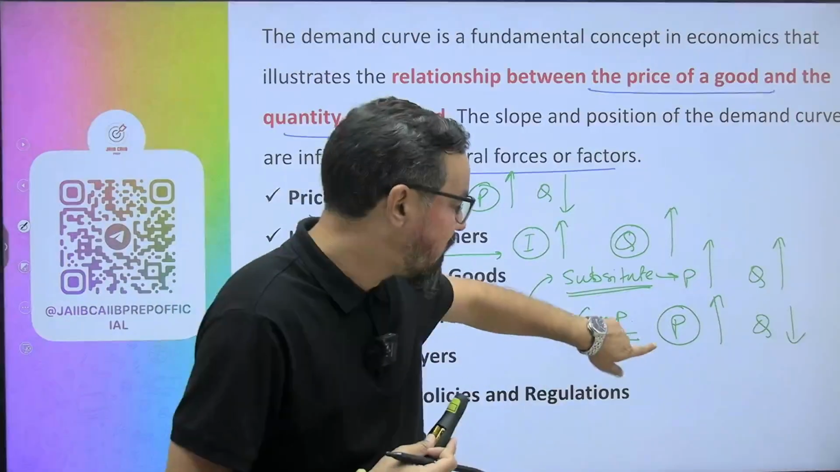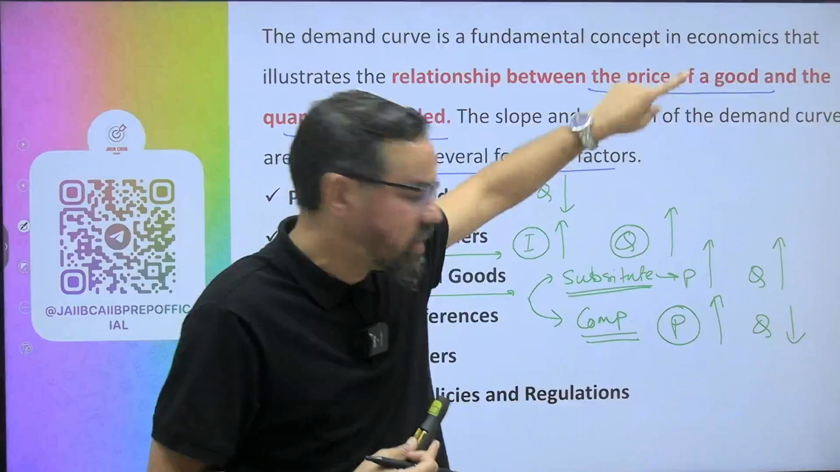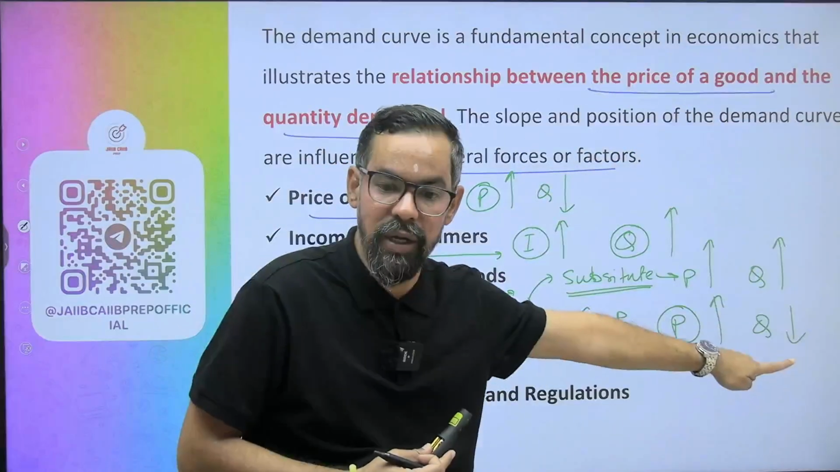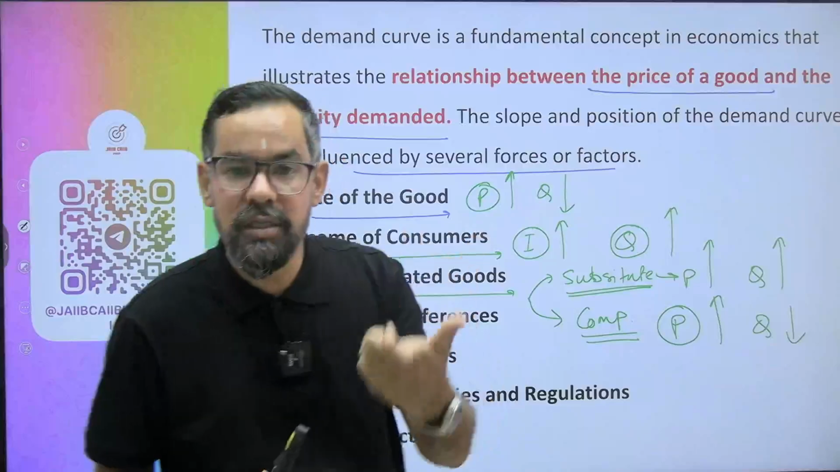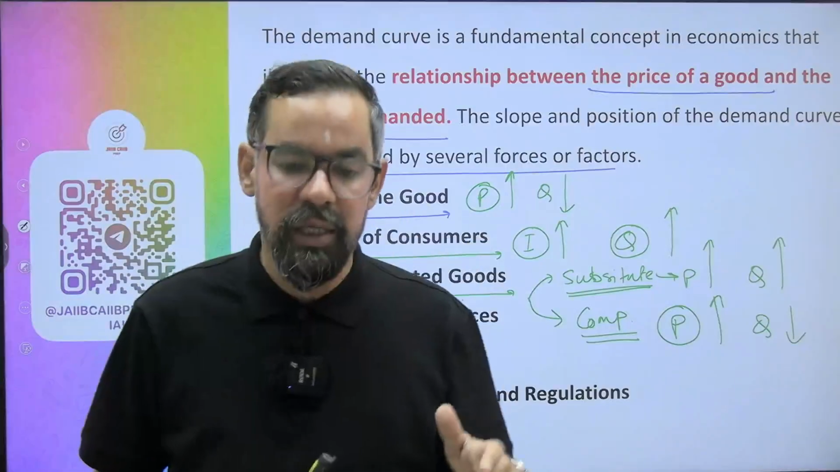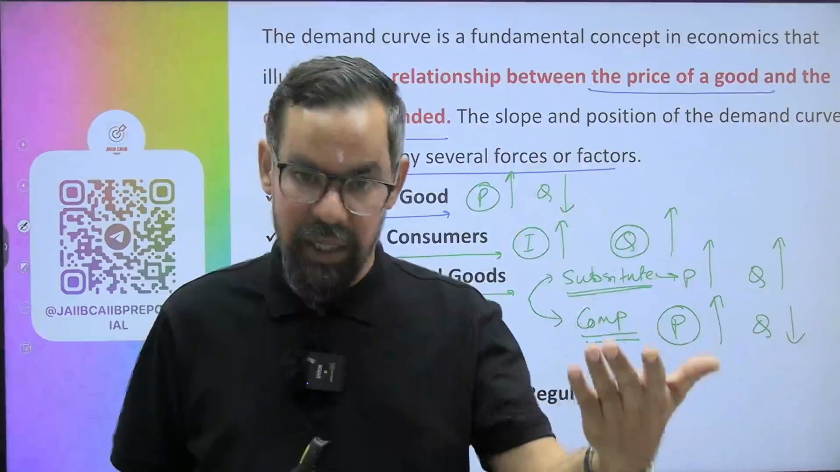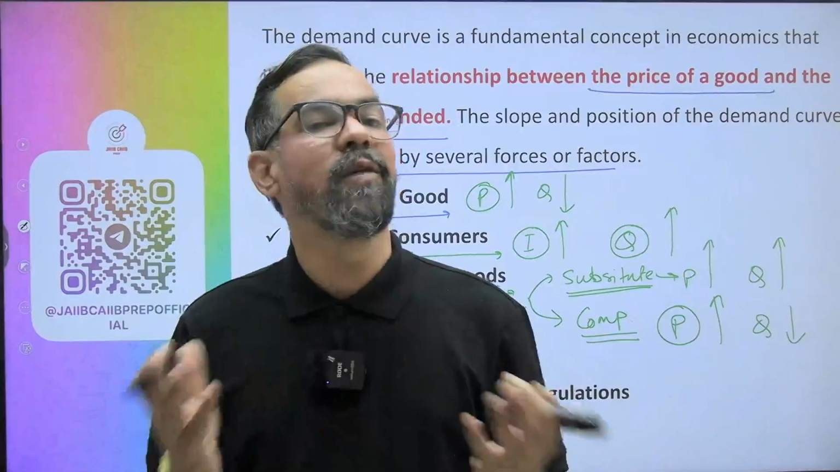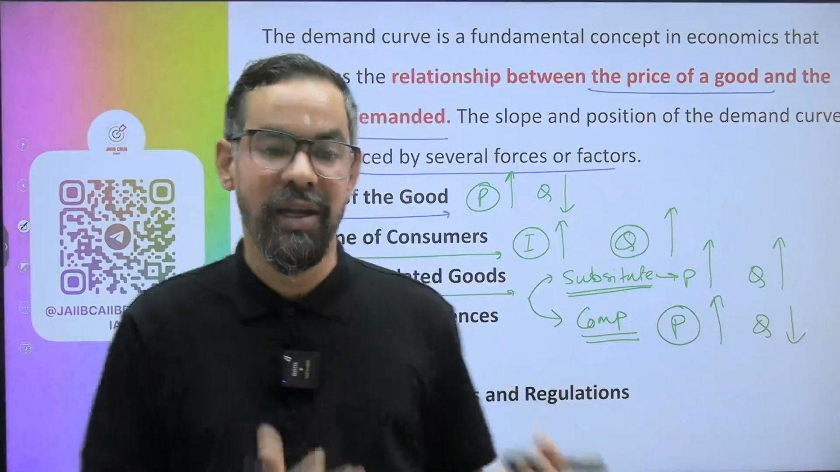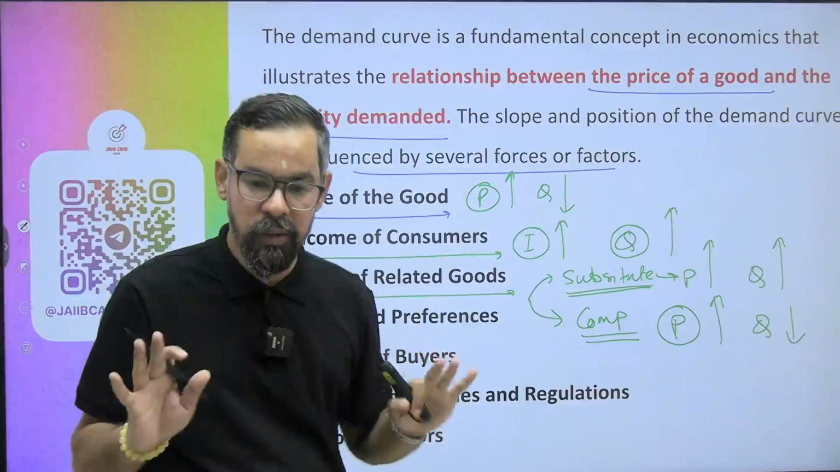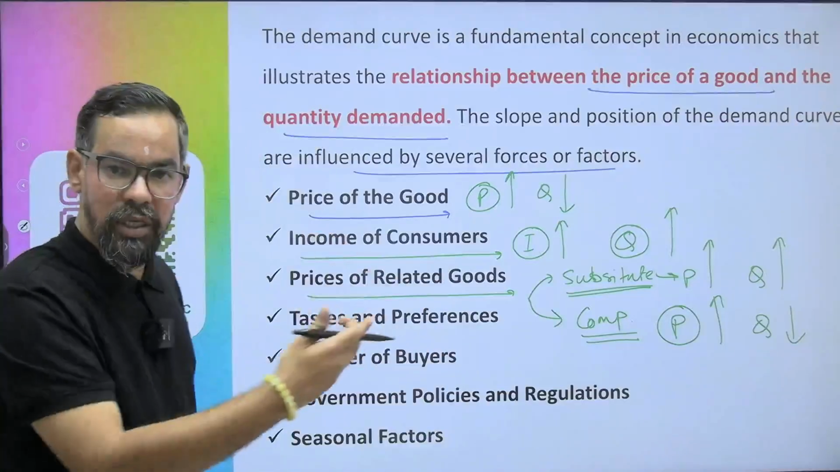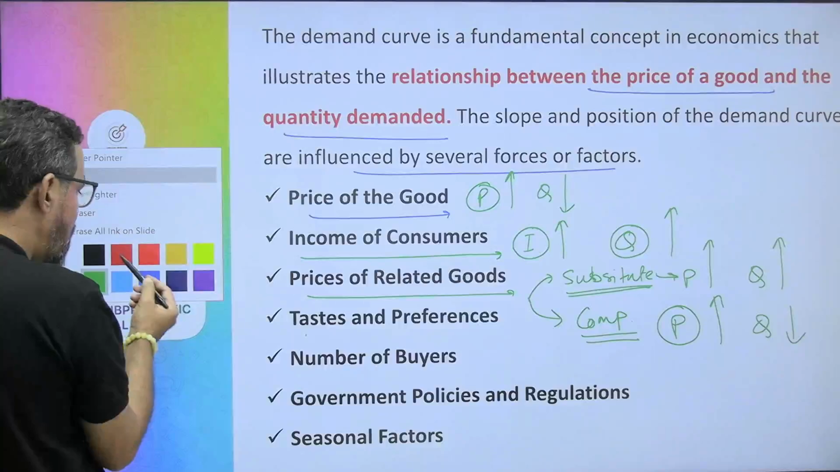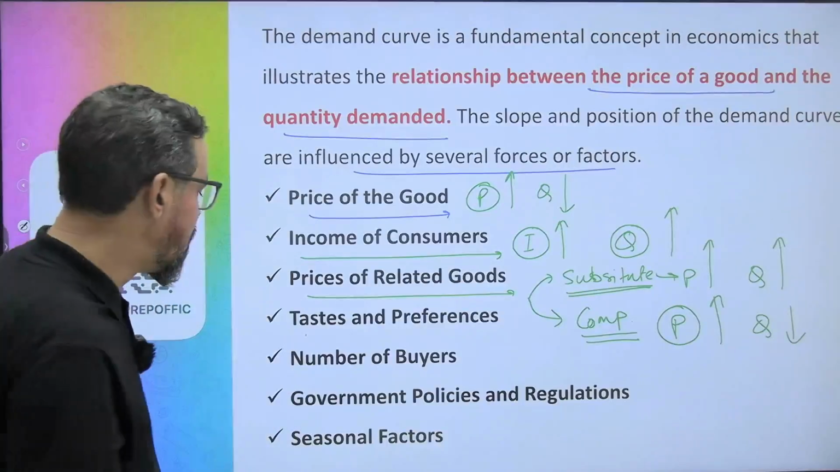So when prices of complementary goods increase, quantity demanded will decrease. Or when prices of complementary goods decrease, quantity demanded will increase. Like, let's say if petrol becomes 50 rupees per liter, people will buy more and more cars. So that is the relation between these two. I hope this is clear. We'll be discussing all these in detail, but first let's build a basic understanding around these.